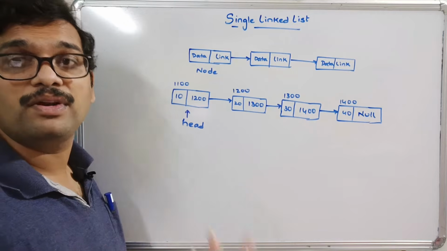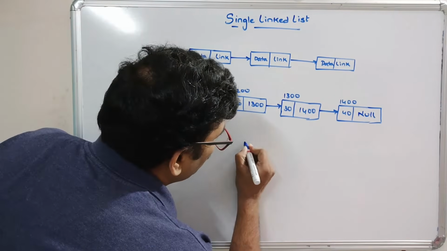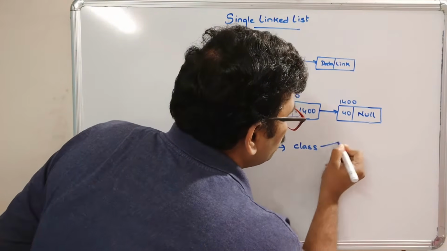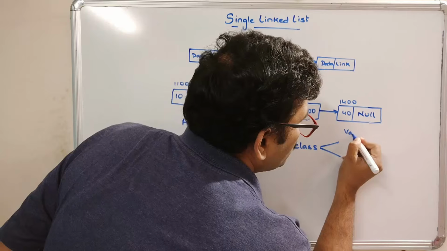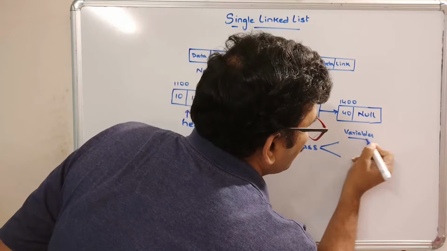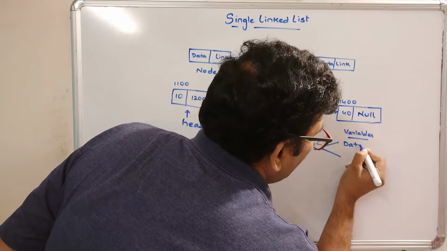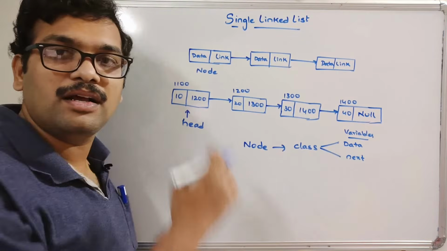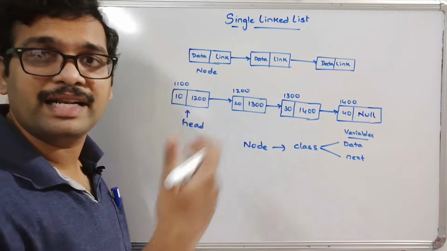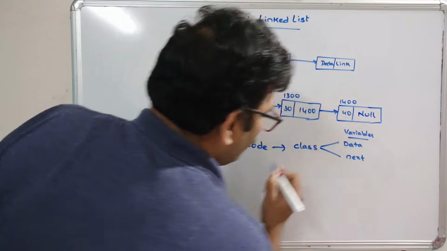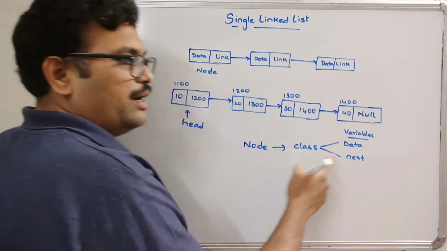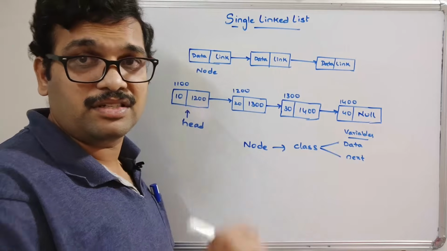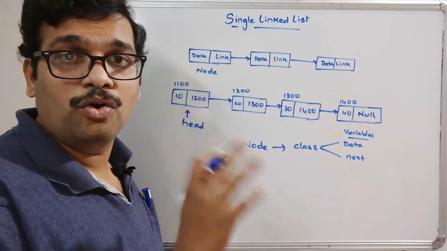That means we have to create a class. In order to create a node, we have to create a class with two variables, one is data and the other is next. Next is nothing but the address of the next node. So here we'll create a class Node and we will create two variables for data and next. That is the first step, that means we have to create a new node.